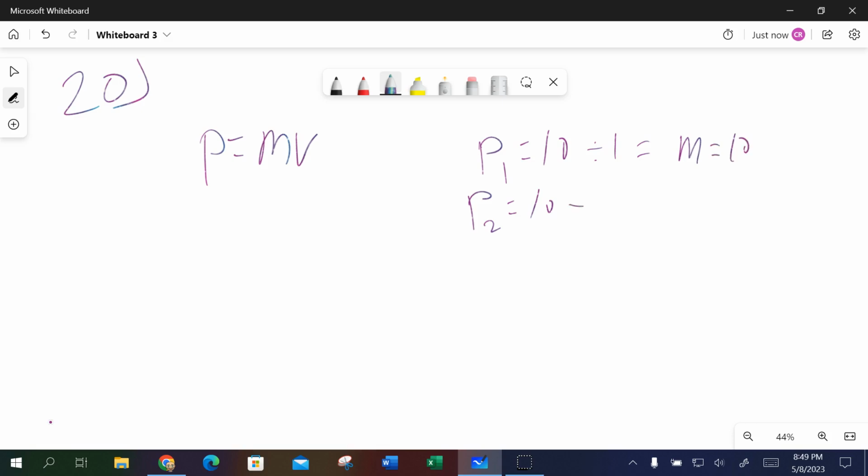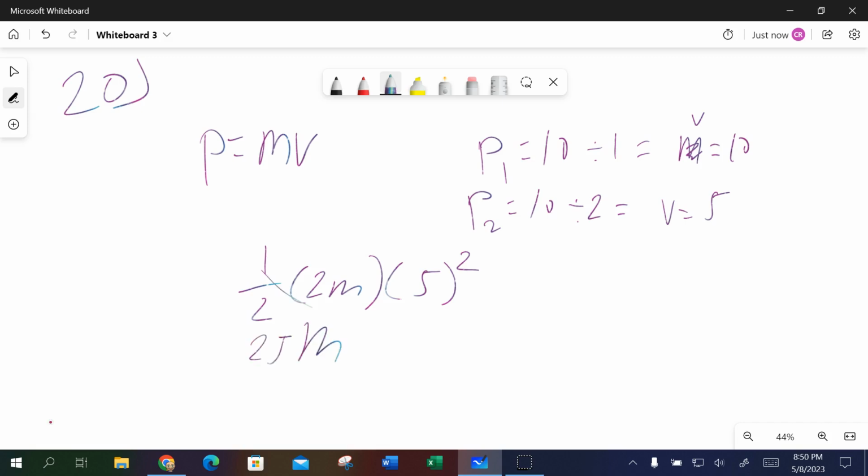For P of 2, the mass of the cart is 2, momentum is equal to 10, so we get velocity is equal to 5. Kinetic energy, final kinetic energy of cart 1, it also just gives us that it's 50. And then for the second one, we just need to put this into the equation. 1/2 times 2 times 5 squared, the 1/2 cancels out the 2, and we get 25. 25 is less than 50. So the answer is the 1 kilogram cart has a greater kinetic energy.